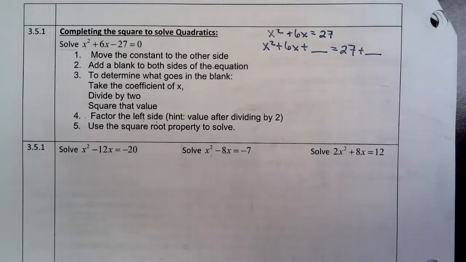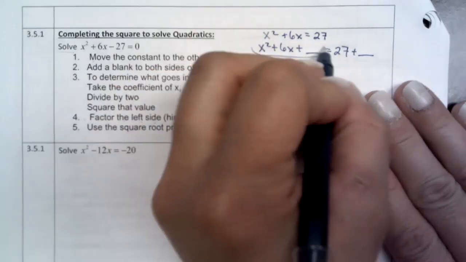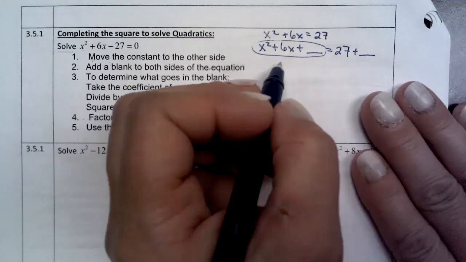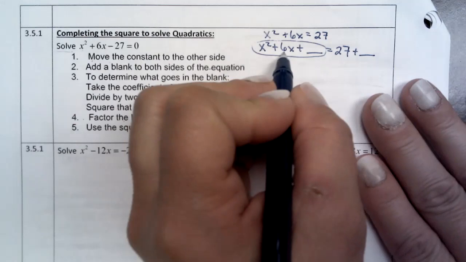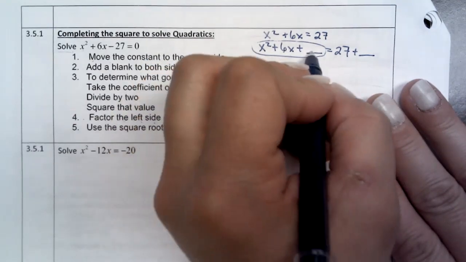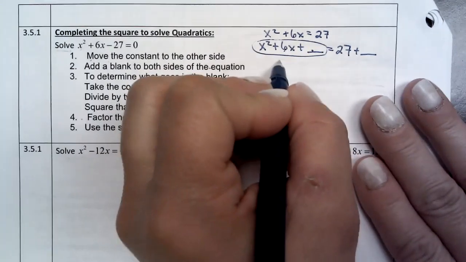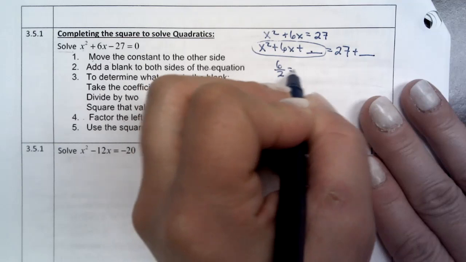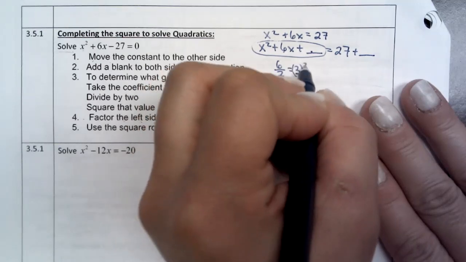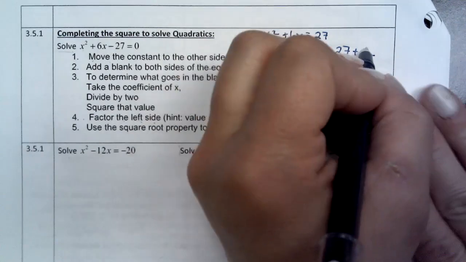Okay. To determine what goes in the blank, we're actually going to create a perfect square trinomial here. So in order to do that, we need a number that adds to this and multiplies to this that's the same number. So to get that, we're going to do 6 divided by 2, we get 3, and when we square that, we get 9. Okay, so that is our number that's going to go right here.